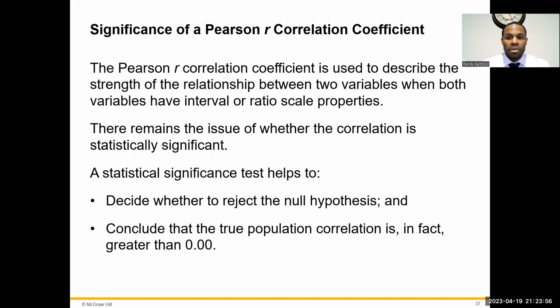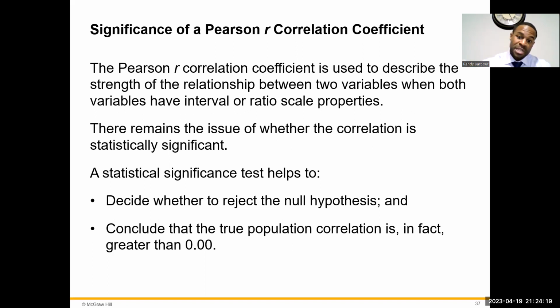So again, Pearson correlation describes the strength of a relationship between two variables. And again, when you have one variable increasing while the other is going in the opposite direction, you have a negative correlation. In the same direction, either up or down, you have a positive correlation, all right? But again, you want to see if that correlation is statistically significant, right?